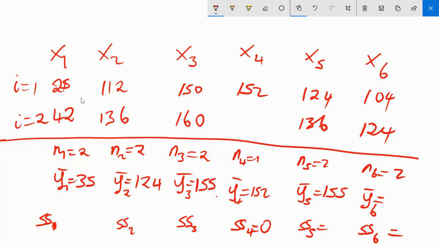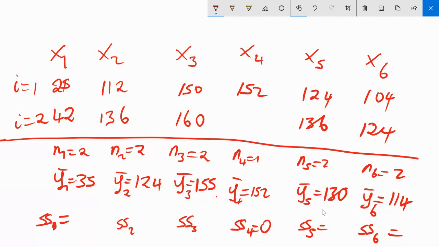Then Y5? Oh, Y5, 130. It's 130. Then the last one? 114.